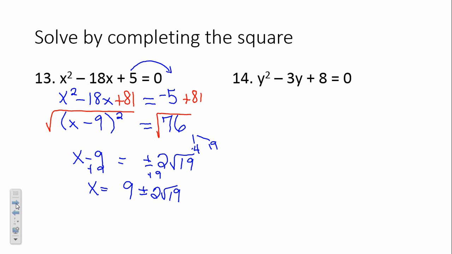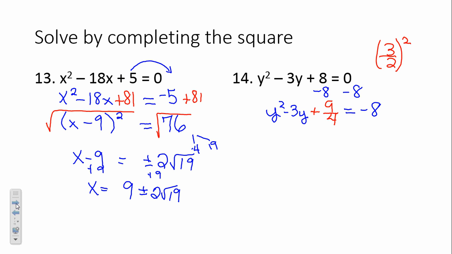So the very first step is going to be move that 8. Leave some space and find your C. That's half of your middle term. 3 over 2. 3 over 2 squared. 9 over 4.